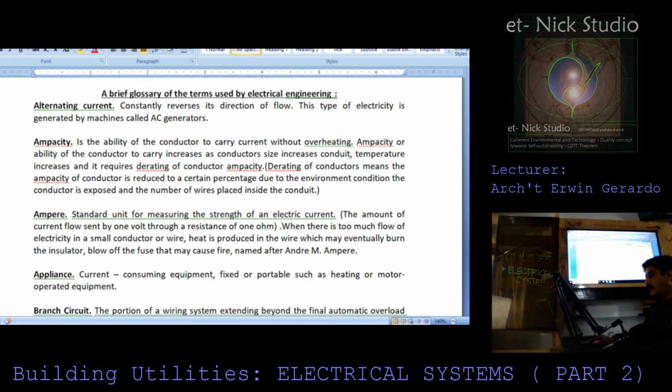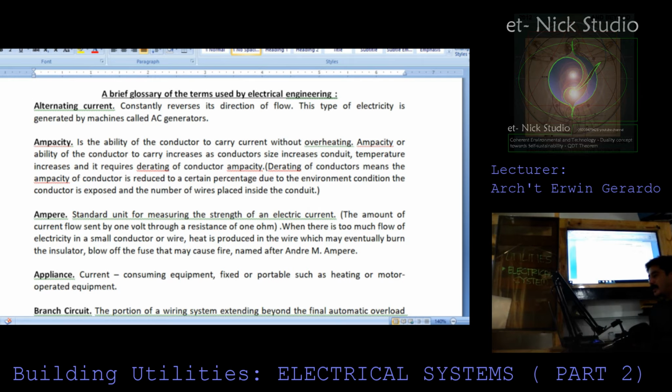A brief glossary of the terms used by electrical engineers. Alternating current constantly reverses its direction of flow. This type of electricity is generated by machines called AC generators.